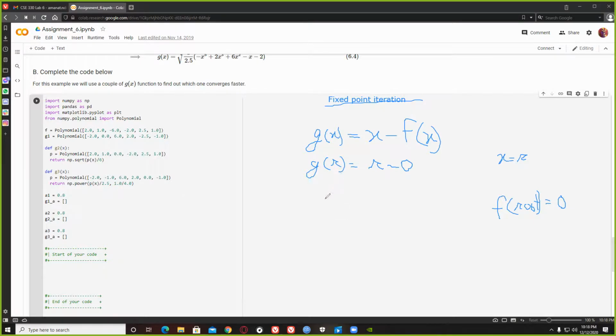So we can say at the root, r equals g of r. Now this can be used as an iterative process where we tend to go towards the root by using the function g of x. Now this is a naive approach of finding the root.